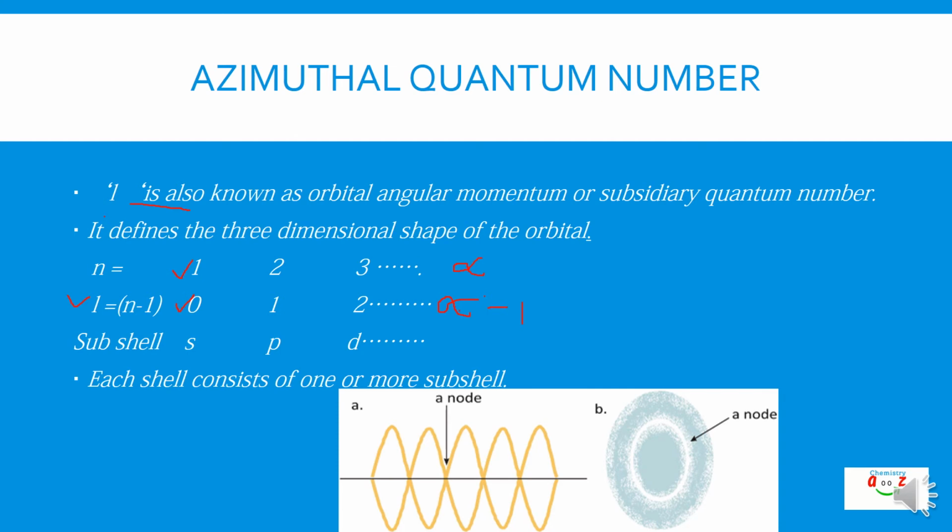So if the value of n is equal to 1, then L is equal to 0 and the name of the subshell is s subshell, and the shape of the s subshell is sphere. In the same way, if the value of n is equal to 2, then it is in the L shell, and the value of L is equal to 2 minus 1, which is 1, and the subshell is p subshell.